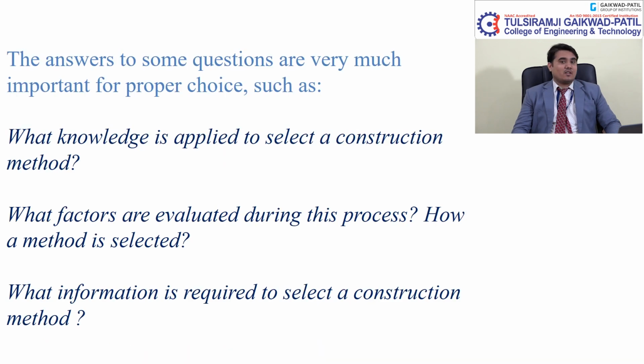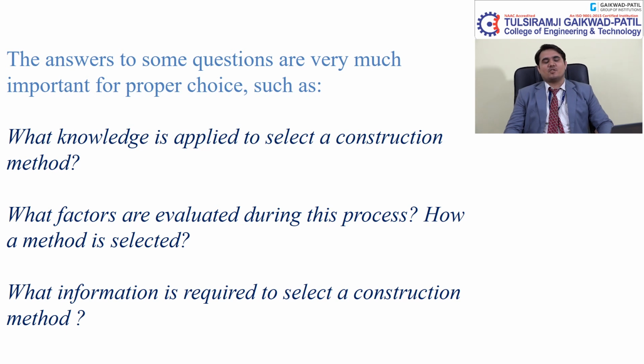Basically, we need to answer a few things as a project manager, as a site supervisor, as an owner, or as a designer or planner. We must have basic knowledge. The first is: what knowledge is applied to select construction work? For example, I am starting my own firm where I need to plan a G+10 or G+3 building. In every lecture I am taking the example of G+3 or G+10 because residential buildings are the best type of construction to understand.